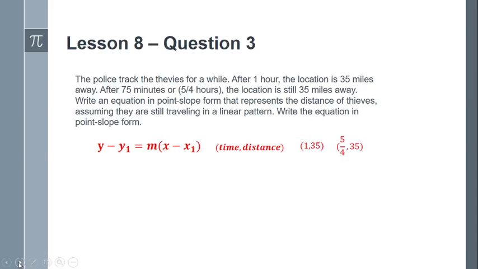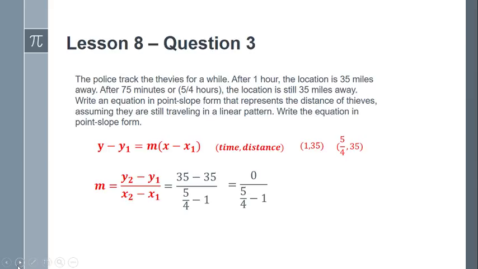But just to show you that, let's go ahead and do what we did with the last problem. Let's write out the points. Remember, the points are always time as the x variable, then distance as the dependent variable. So (1, 35), after 1 hour, they're 35 miles away. After 5/4 of an hour, they're still 35 miles away. If I use the slope formula, in the numerator we get 35 minus 35, which is 0. It doesn't matter what we get on the bottom when we subtract the x coordinates, because 0 divided by anything is still 0.